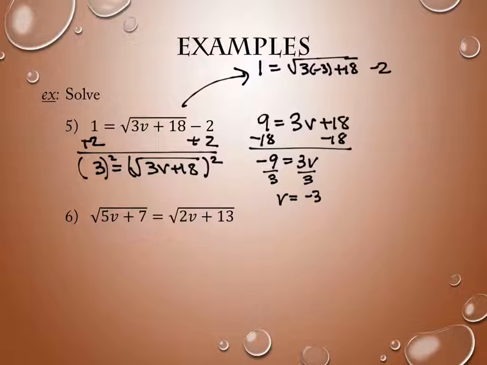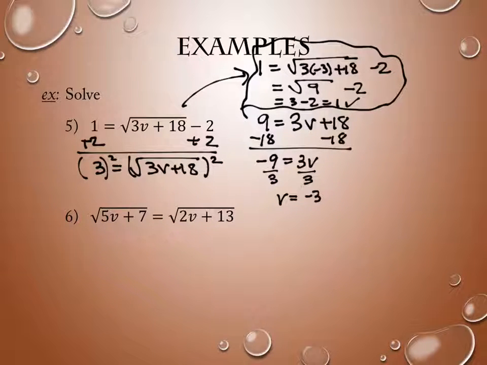So what is 3 times negative 3? Negative 9 plus 18 would be positive 9, right? Negative 9 plus 18 is positive 9. What's the square root of 9? 3. And 3 minus 2 is 1. So this is my sort of check step. Either you check mentally or check physically. We're going to be required to check here in a minute, and I'll show you why. But it works, right? It does, because the square root was set equal to a positive number, not a negative.